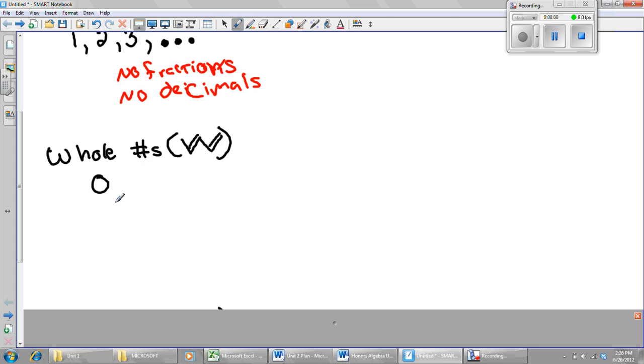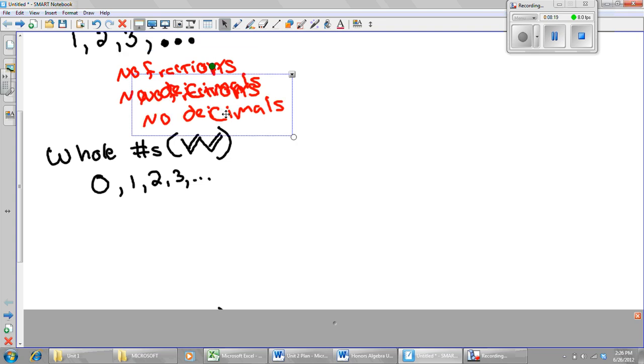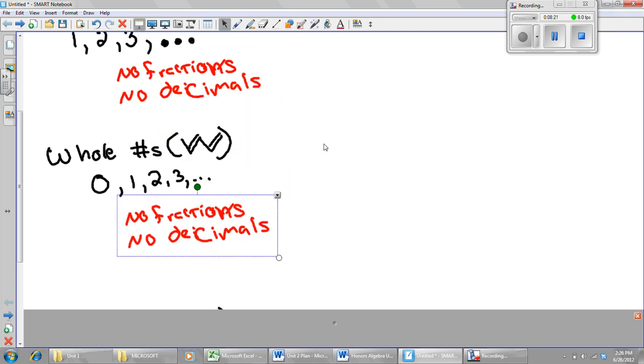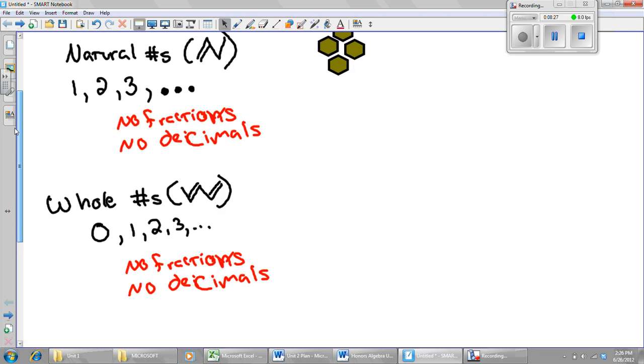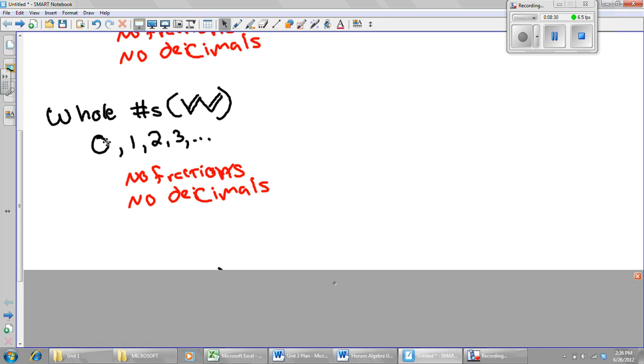So they added 0 onto the natural numbers, and they got what we call the whole numbers. Okay, and they go forever. And again, there's no fractions or no decimals. And there we are. Okay, so the natural numbers go 1, 2, 3 on forever. No fractions, no decimals. The whole numbers are almost the same exact thing, except they go 0, 1, 2, 3 on forever. No fractions, no decimals.